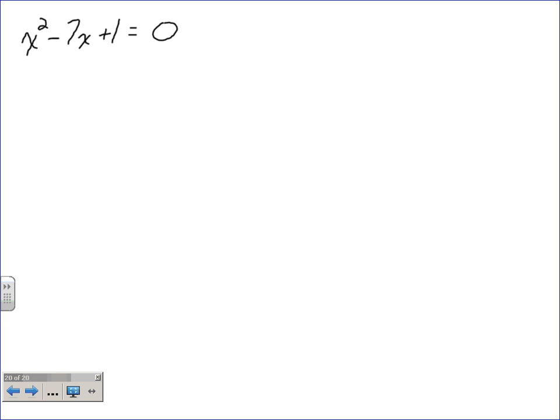We can readily see that x squared minus 7x plus 1 doesn't factor. So we're going to solve that by completing the square. Out of x squared minus 7x, I'm going to leave a little room, and I'm going to subtract 1 from each side.